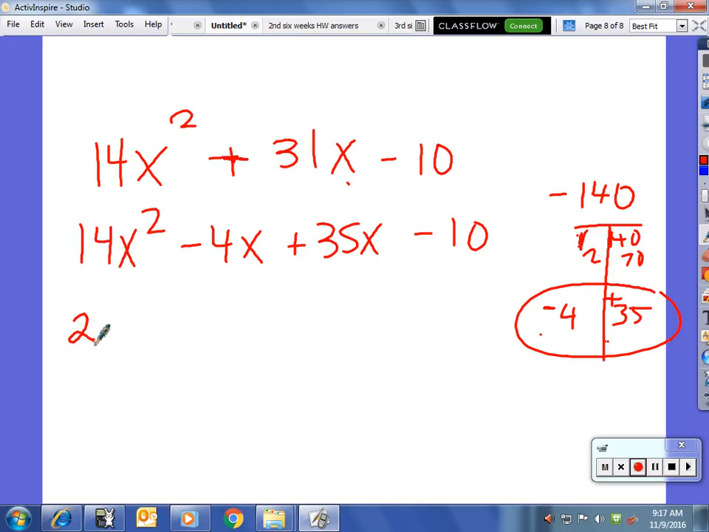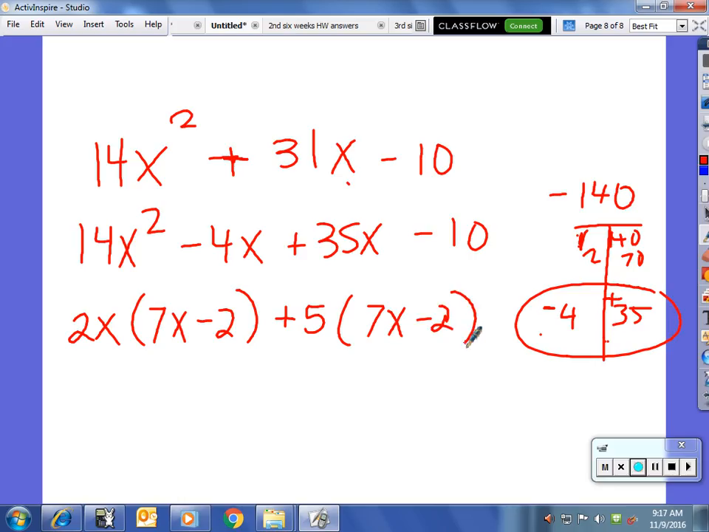Not just x. This is why you always have to make sure you get the GCF, or you're not going to have a common factor. It's 2x, and you're left with 7x minus 2. What's the GCF here? Positive 5, and you're left with 7x minus 2. Sure enough, you should always end up with these two amounts being the same. If you didn't, then you probably didn't get the greatest common factor out.